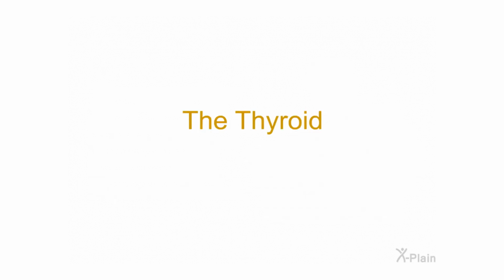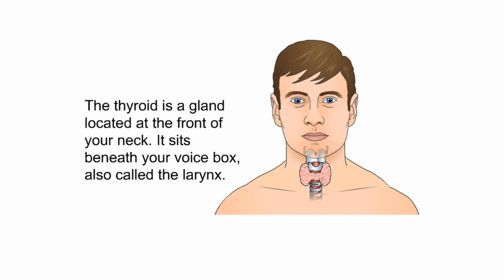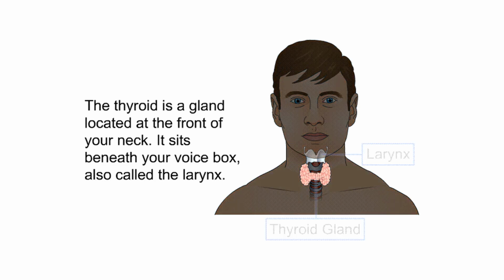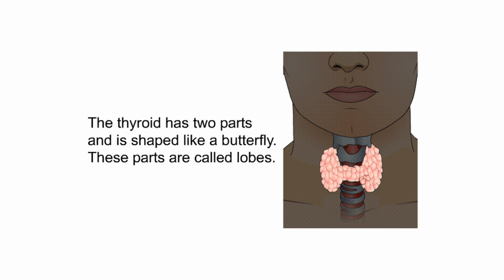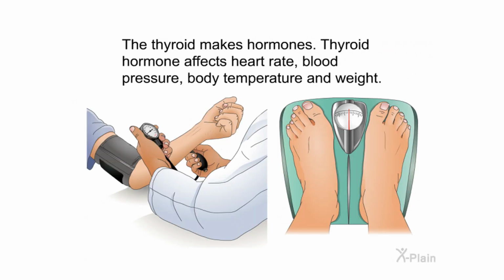The thyroid. The thyroid is a gland located at the front of your neck. It sits beneath your voice box, also called the larynx. The thyroid has two parts and is shaped like a butterfly. These parts are called lobes. The thyroid makes hormones. Thyroid hormone affects heart rate, blood pressure, body temperature, and weight.